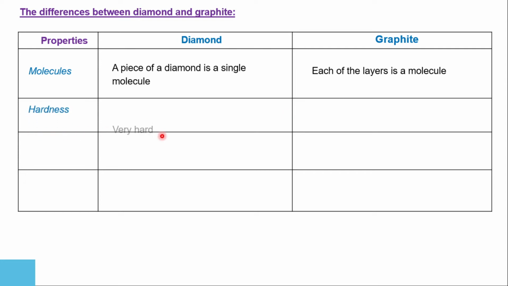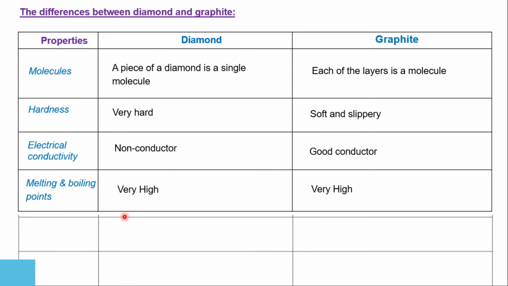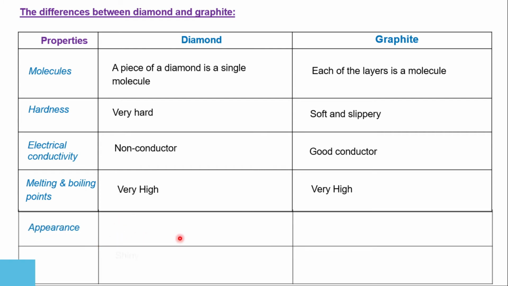And hardness: very hard for diamond, and graphite is soft and slippery. Electrical conductivity: diamond is a non-conductor, whereas graphite is a good conductor of electricity. And melting and boiling points: both have high melting and boiling points. Appearance: diamond looks very shiny and graphite is dull.